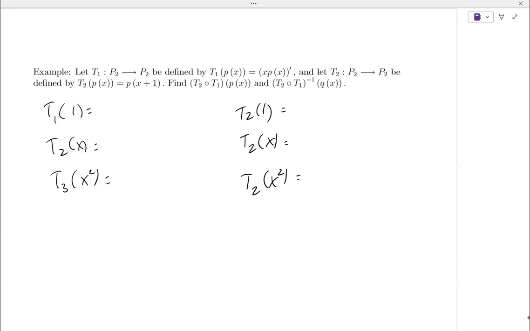And remember again, for T1, the first thing we're going to do is multiply the function by x and then take the derivative. Multiply 1 by x, we get x. Differentiate, we get 1. Good. The second one, we'll multiply x by x to get x squared, and differentiate, we get 2x. Good. Multiply x squared by x, we get x cubed, and then differentiate, 3x squared. Good.